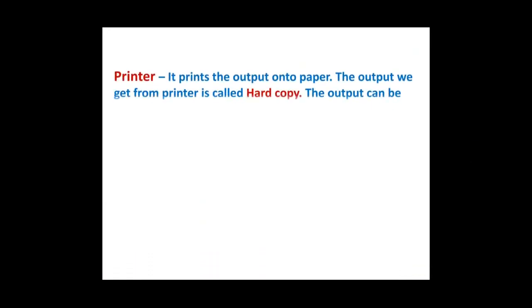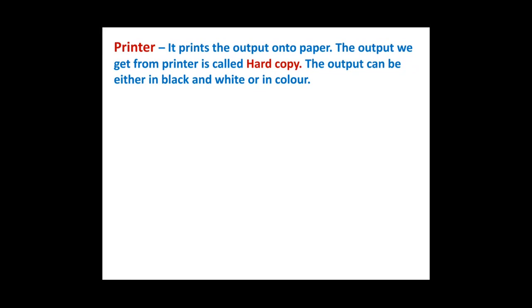Next one we have is printer. Printer is again an output device. Here it prints the output on paper. As I told you when I was discussing monitor, that monitor gives us the output that is a soft copy, because we cannot touch that output, that is inside the system. Now the printer gives us the output on paper. The paper we can touch, so that's why this output is called hard copy. I hope now the soft copy and hard copy is clear to you.